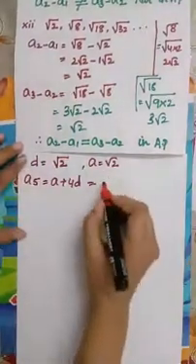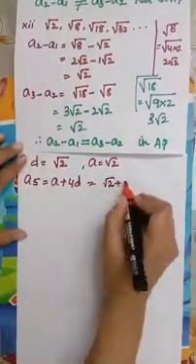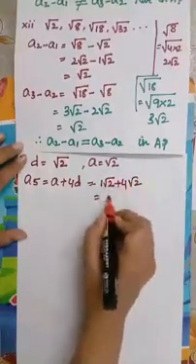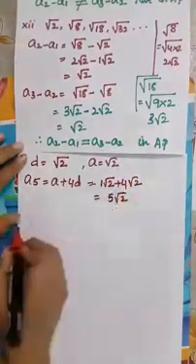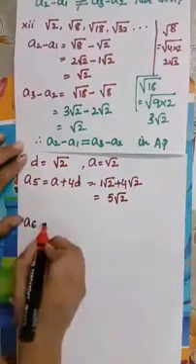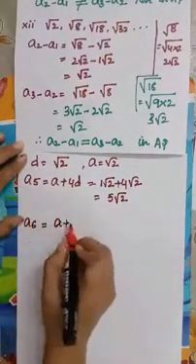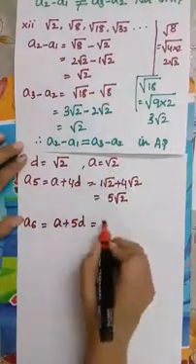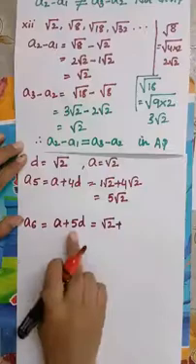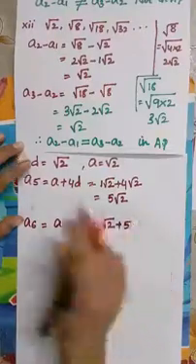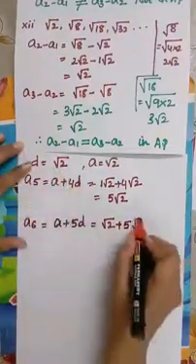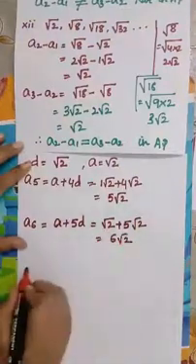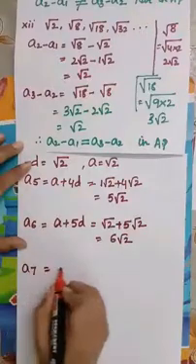So this is root 2 plus 4 root 2. 4 plus 1 is how much? 5 root 2. A6, that is the sixth term. A plus 5d. A we got it, root 2, plus 5d. D की वैल्यू क्या आ गई माँ अगेन? रूट 2. 5 plus 1 is how much? 6 root 2.